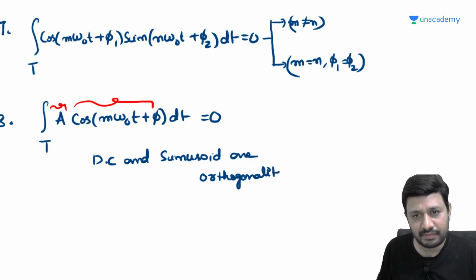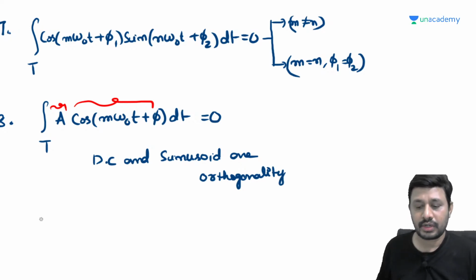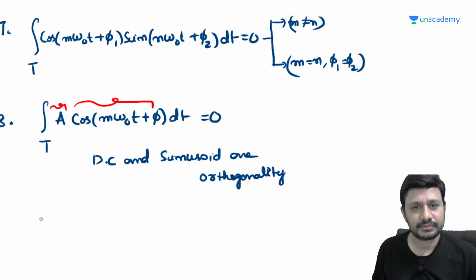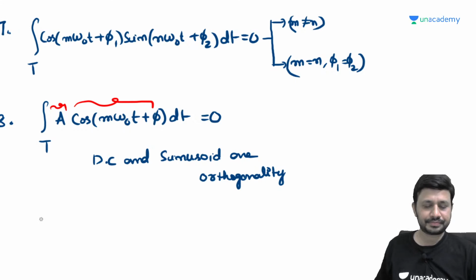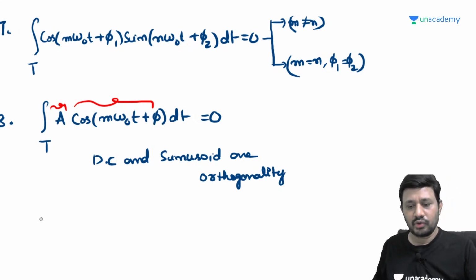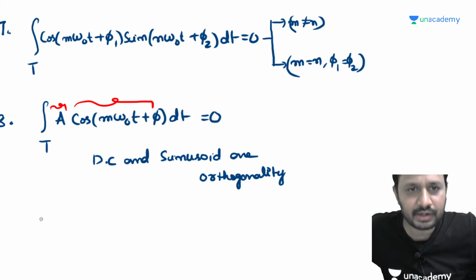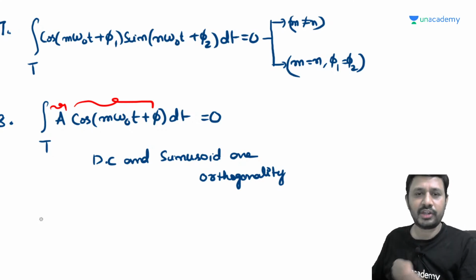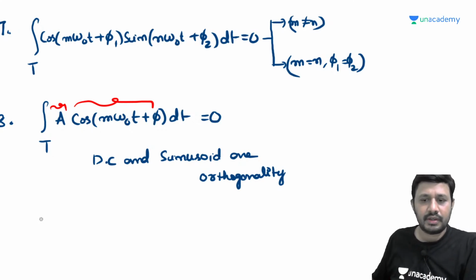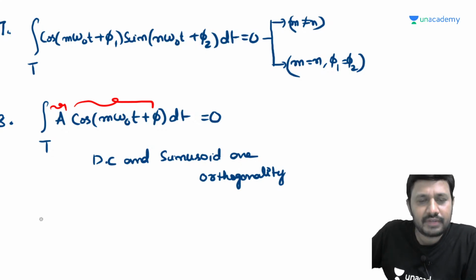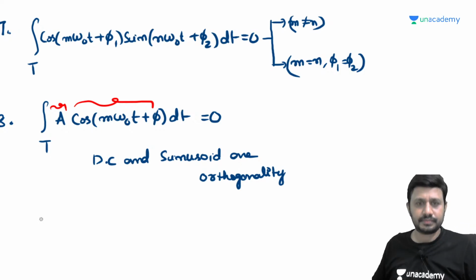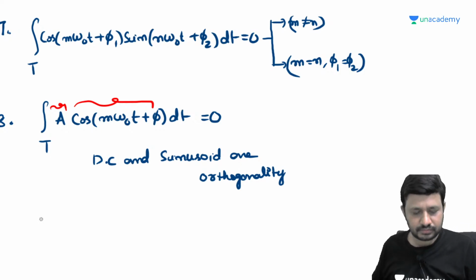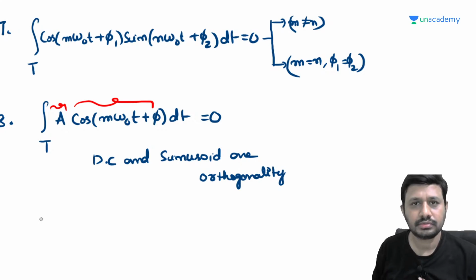Orthogonality condition is a must for Fourier series. DC and sinusoid are orthogonal. Hope everybody is comfortable with the principle of orthogonality. We are not going to look at the examples because our main concentration will be on Fourier series. The first concept you must understand in Fourier series is orthogonality.